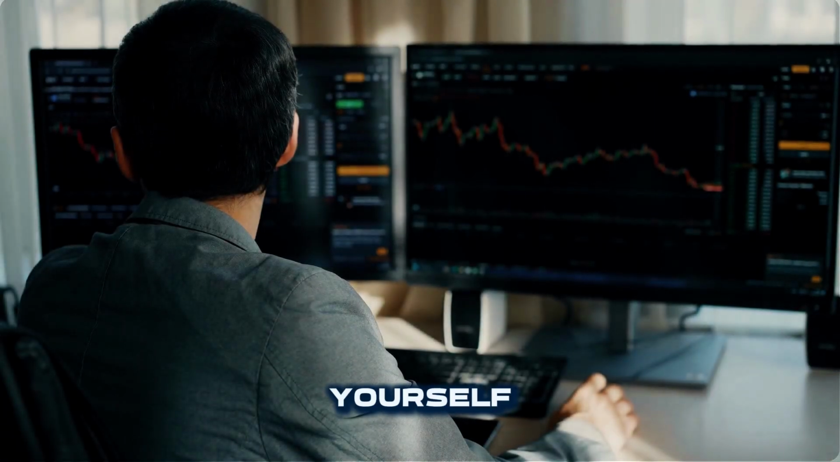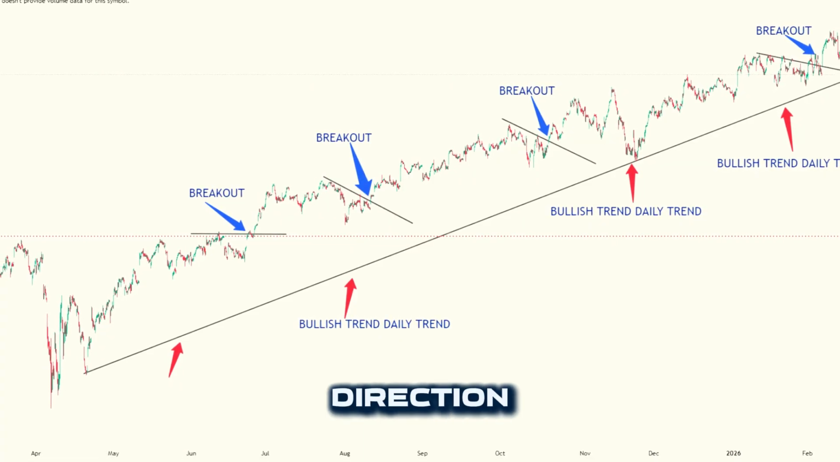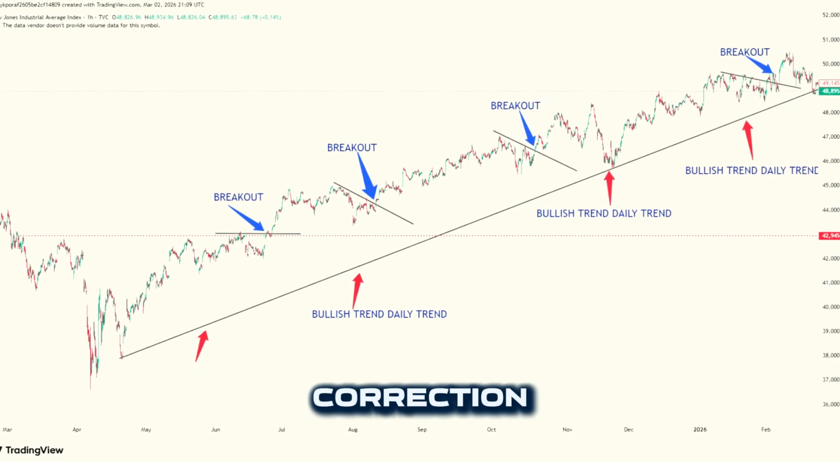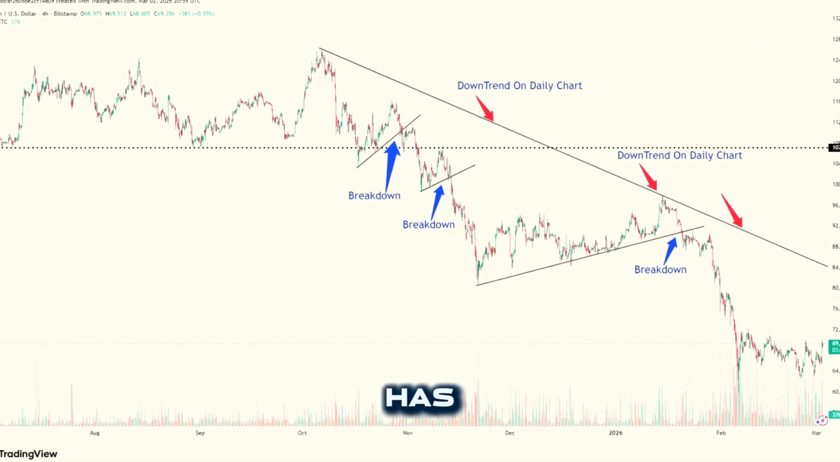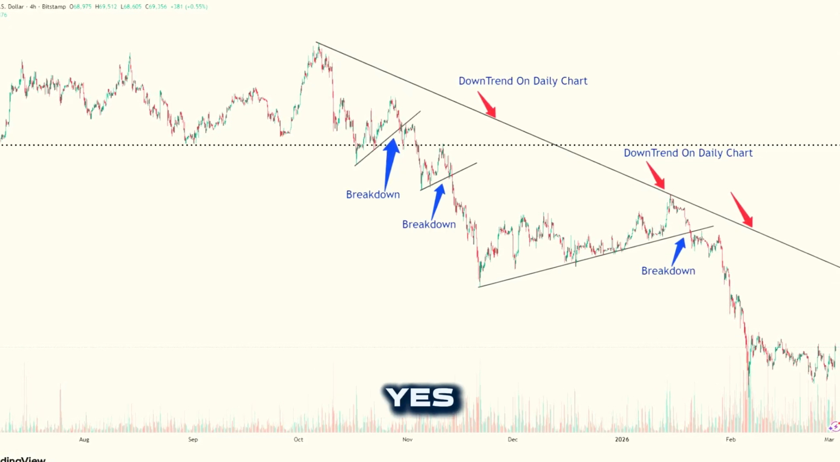Before entering, ask yourself, is the daily trending? Am I trading with that direction? Is this a correction on the 4-hour chart? Has the correction trend line broken? Has structure broken in my favor? If all 5 answers are yes, now you have a structured trade. Now you have probability. Now you are thinking like a professional.